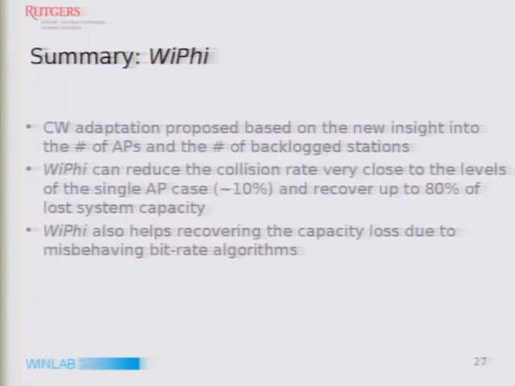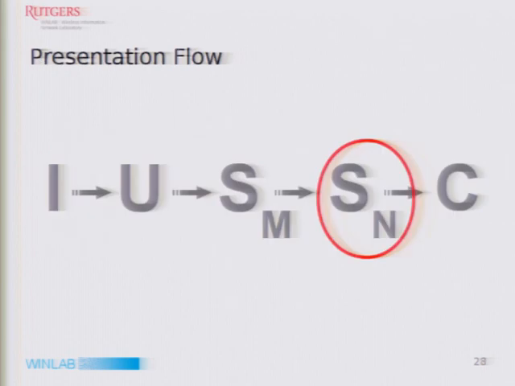So, to summarize, the first is the solution part. We just proposed this contention window adaptation scheme based on the number of access points instead of the number of backlogged stations. And it can actually reduce the collision rate quite close to the single access point case. And our calculation for the test we had is it's very close to 80% of the lost capacity that comes back. And it also, as a freebie, helps the misbehaving rate control. If you don't have a proper rate control, then it's also fixed to some extent.